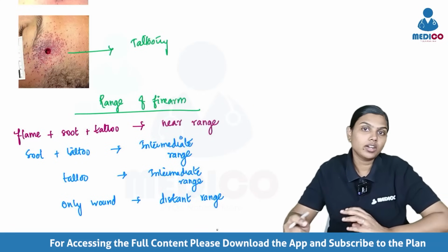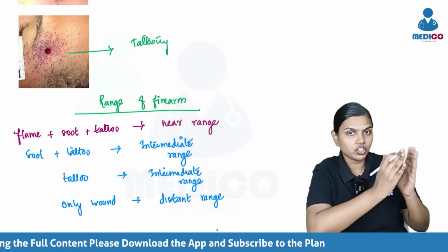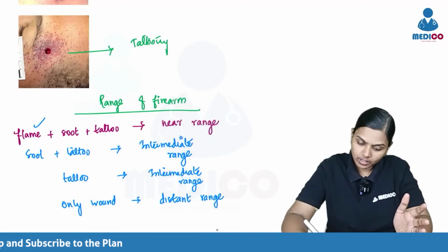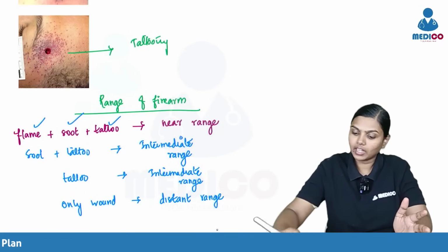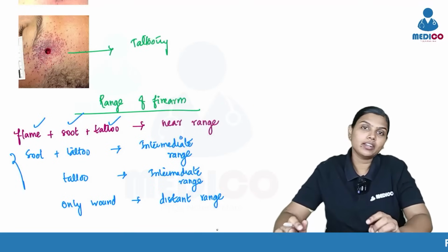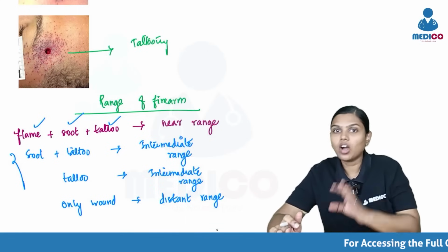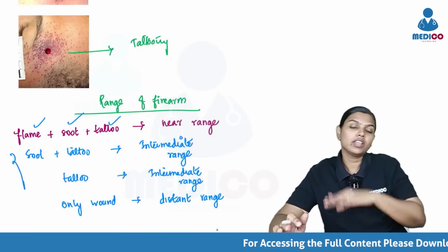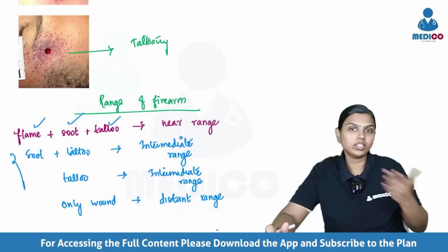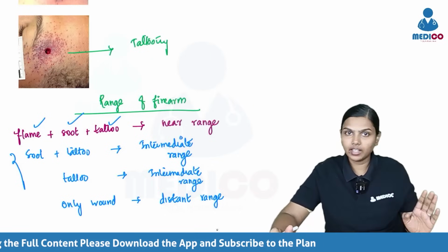Clear? So the shortest distance is traveled by flame, next to that is soot, after that is tattooing. Depending on the distance, in intermediate range you will get to see either soot plus tattooing or only tattooing. Clear? And if all of these things are absent, then it is definitely a distant range. And if all three are present, it is near range.